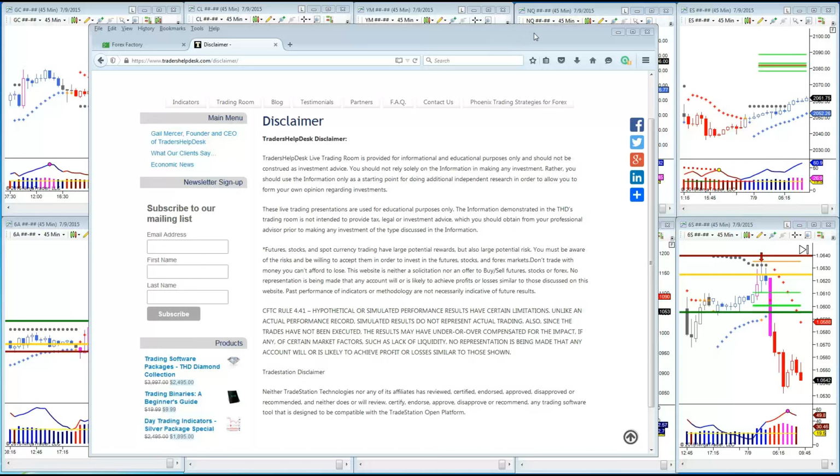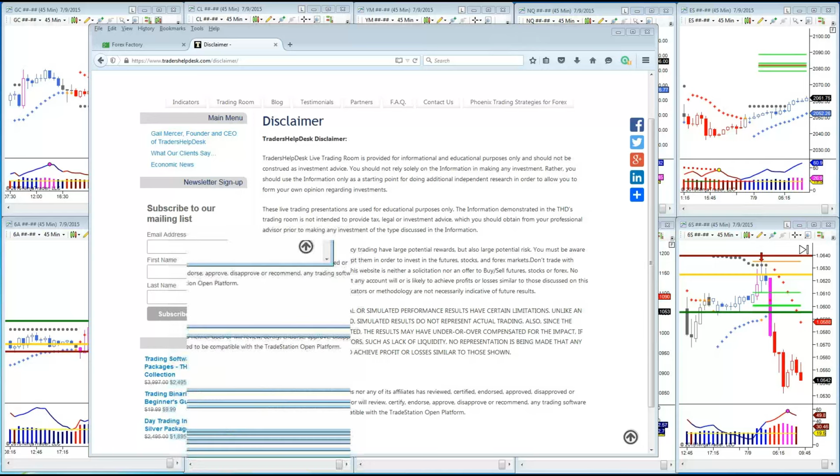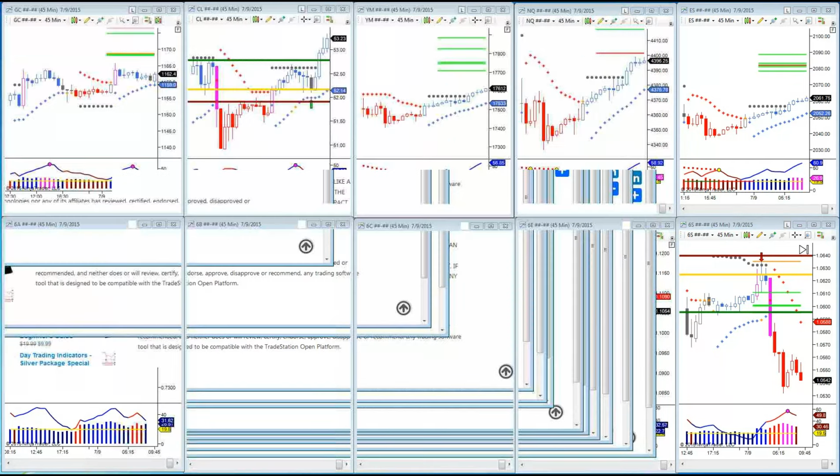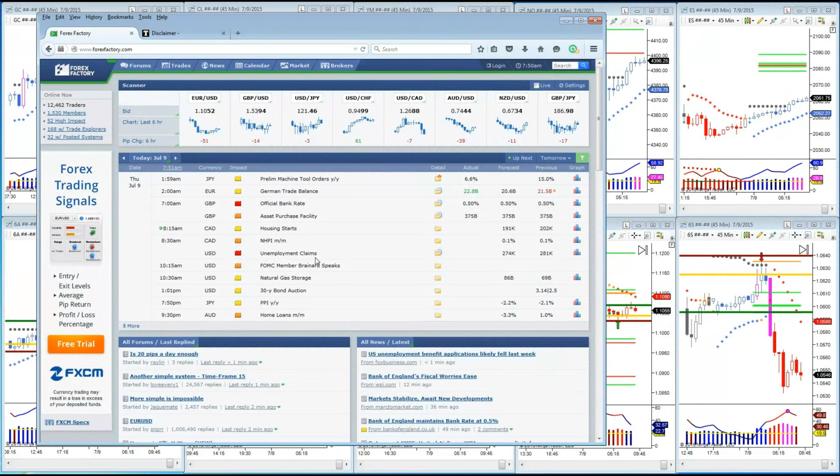Okay. Now, I'm going to be using NinjaTrader for the presentation today. And also the market report that came out at 8:30 is unemployment claims. It typically will move the currencies more than it moves anything. Well, gold and currencies. It really has a large impact on those.